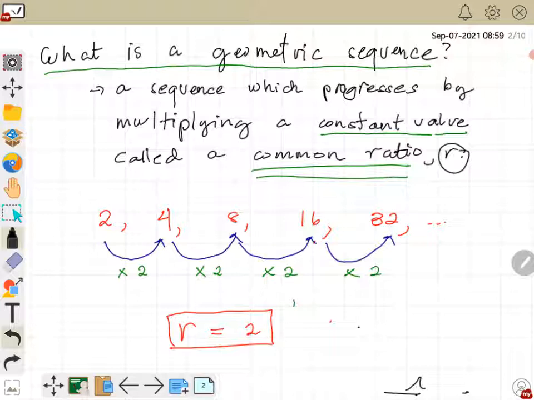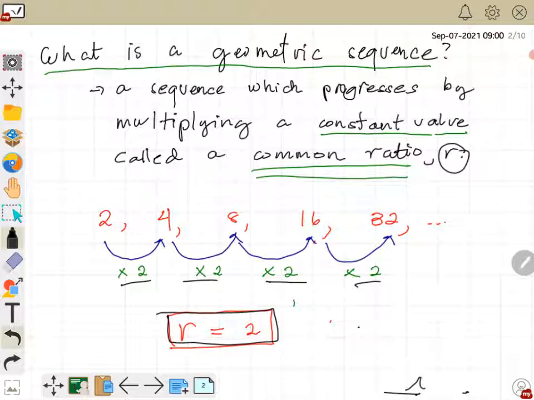For example, here we have 2, 4, 8, 16, 32, and so on. Notice that 2 is multiplied by 2 to get 4, 4 is multiplied by 2 to get 8, 8 is multiplied by 2 to get 16, 16 is multiplied by 2 to get 32. So the rule is just to multiply each term by 2 throughout the sequence, and this is an example of a geometric sequence. Here the multiplier 2 is what we call the common ratio. That is, our r is simply equal to 2.